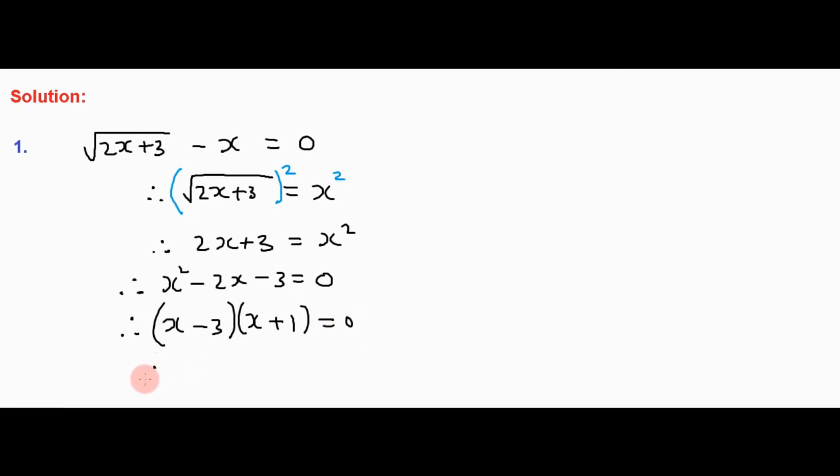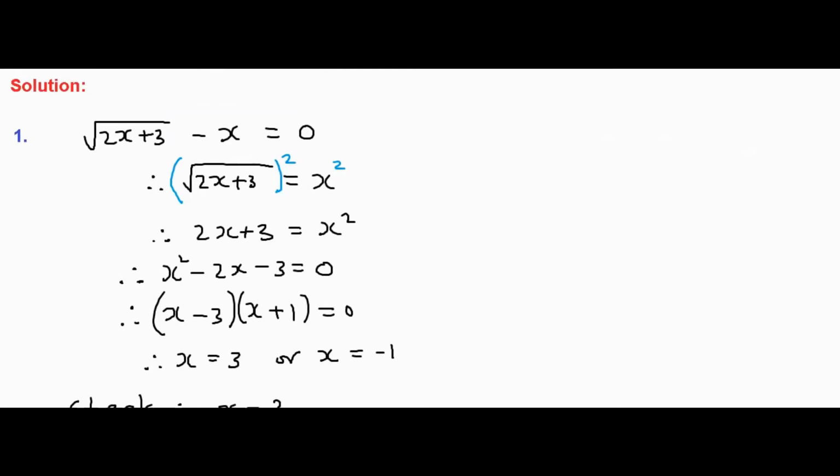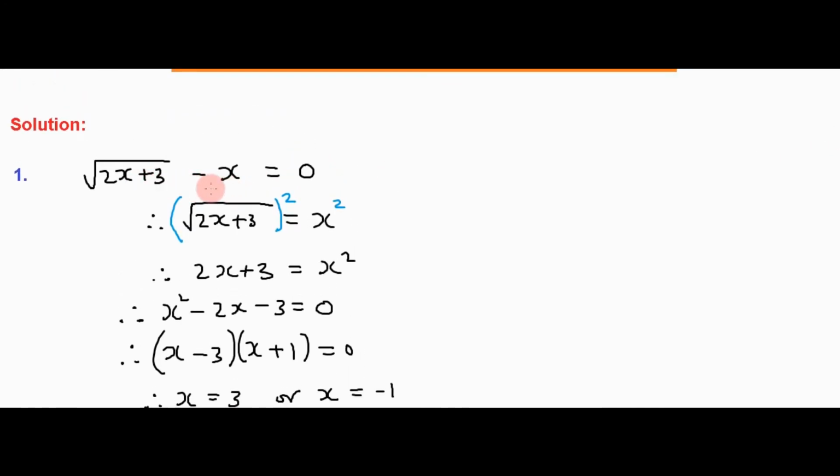And we can solve for x. X will equal 3 or x will equal negative 1. We don't stop here. Whenever we square both sides of an equation to get a solution, we need to test the solutions. So we can first test x equals 3. So we check for x equals 3, and we do so by plugging 3 back into the original equation.